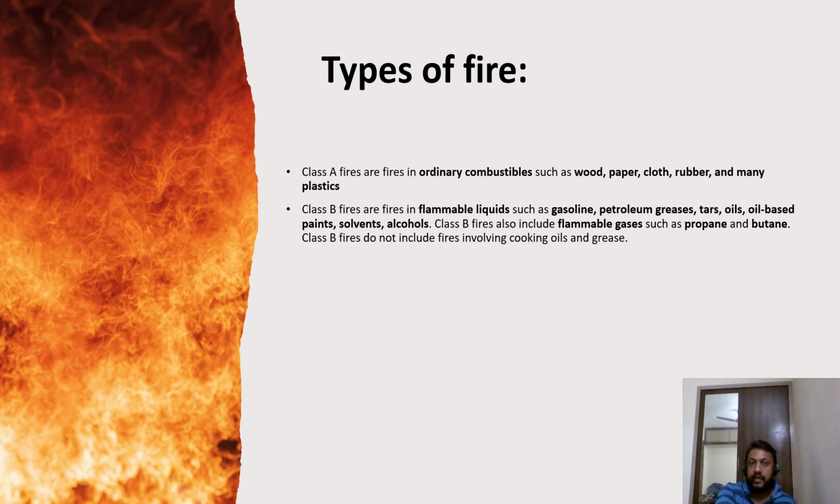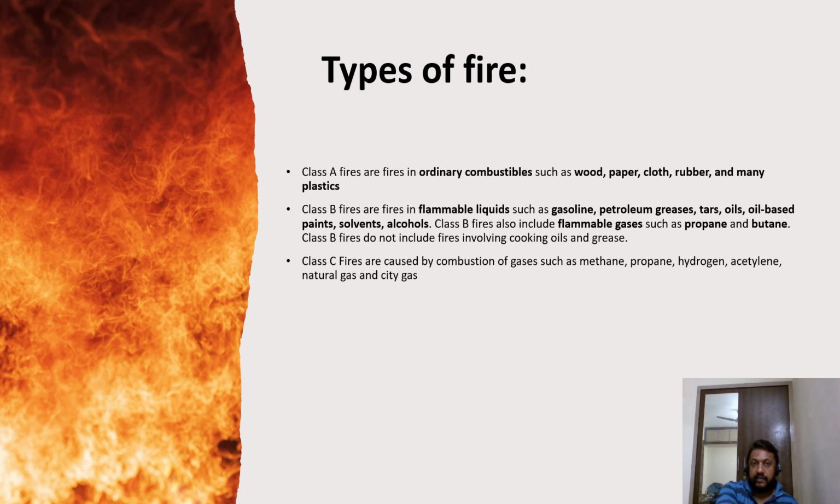Second, class B is flammable liquids. So if the fire catches on any of the flammable liquid materials like gasoline, petroleum grease, tars, oil, paint, solvent, alcohol, and propane, butane type of flammable gases, these are considered to be class B. So to understand this, we can keep liquid in our mind. Class A is for solid materials and class B is for liquid.